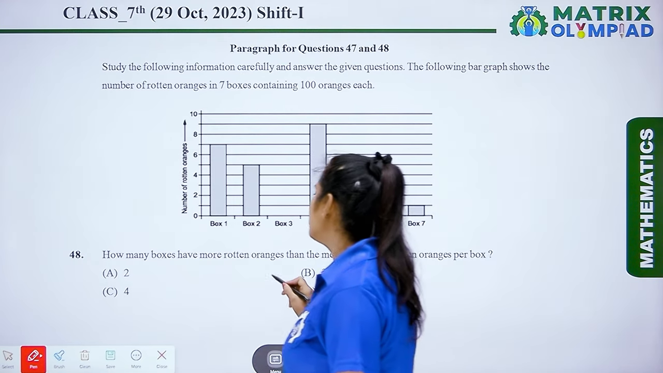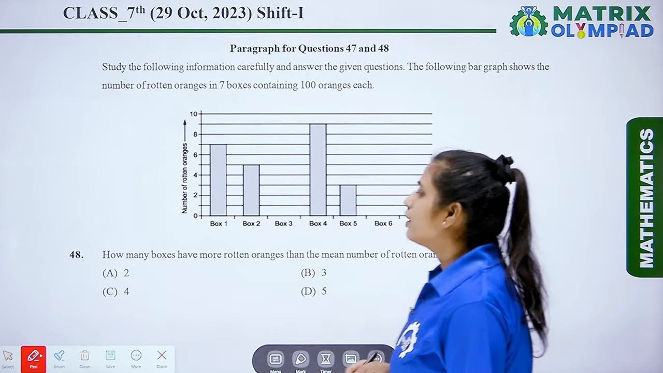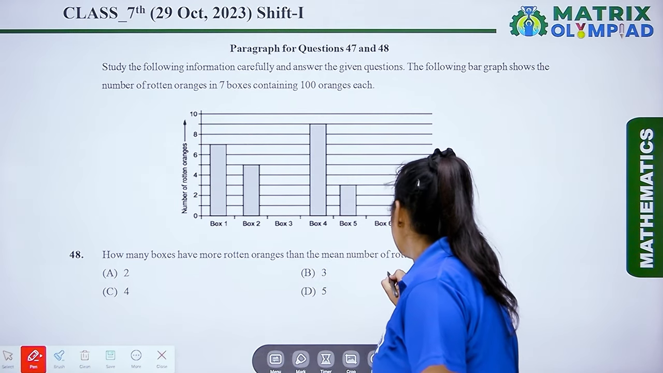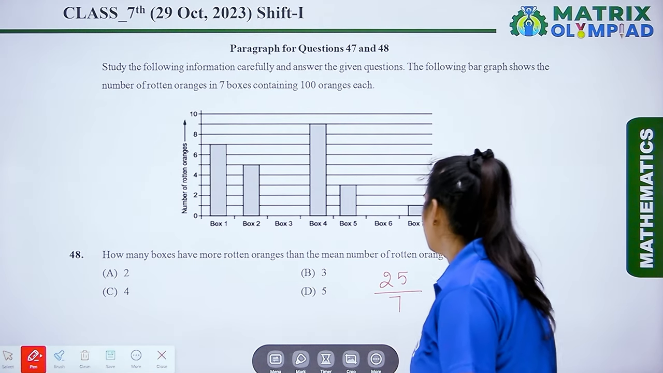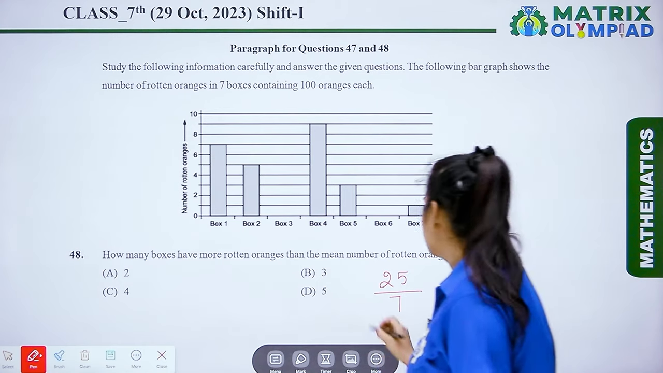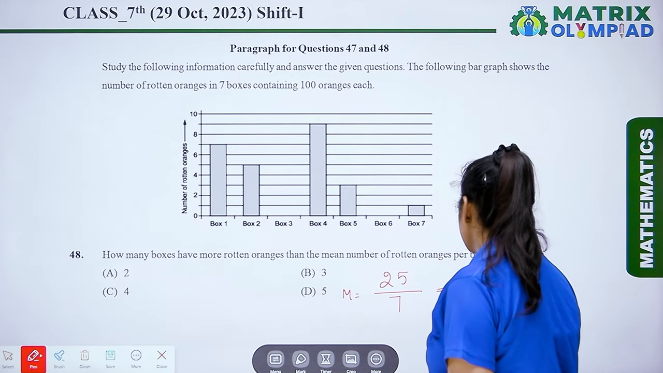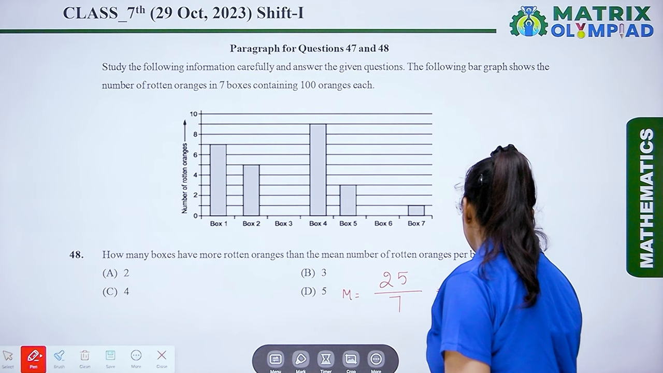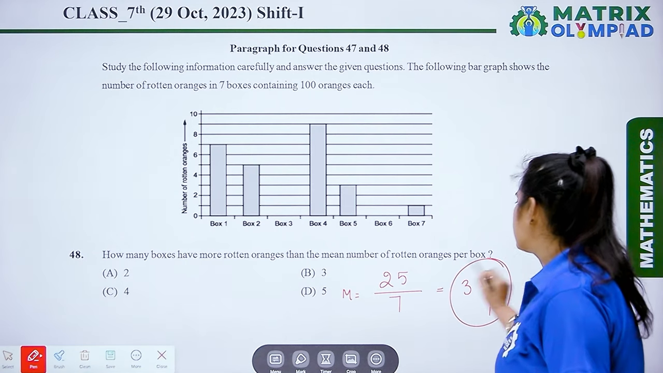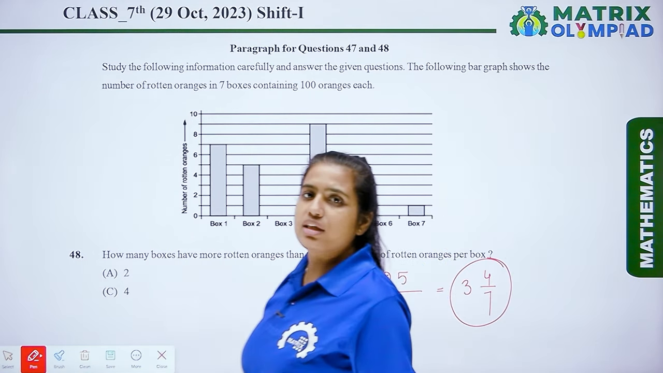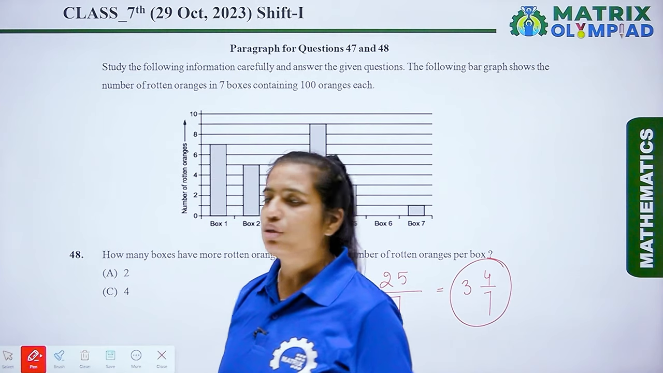How many boxes have more rotten oranges than the mean number of rotten oranges per box? So let's find out the mean. That is, the total number of rotten oranges we have is 25. And the total number of boxes we have is 7. So mean is equal to 25 upon 7. Let's convert it into a mixed fraction. That is 3, 4 upon 7. Now let's check how many boxes there are which have more rotten oranges than 3, 4 upon 7.